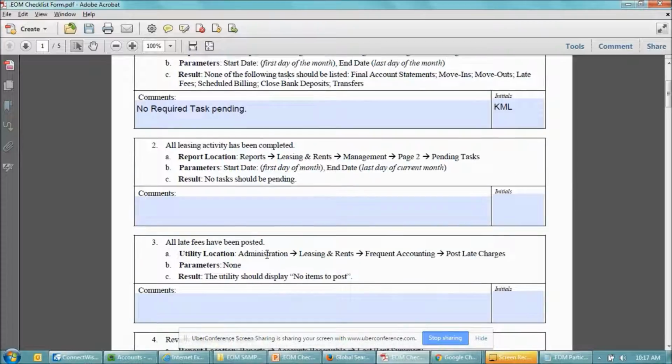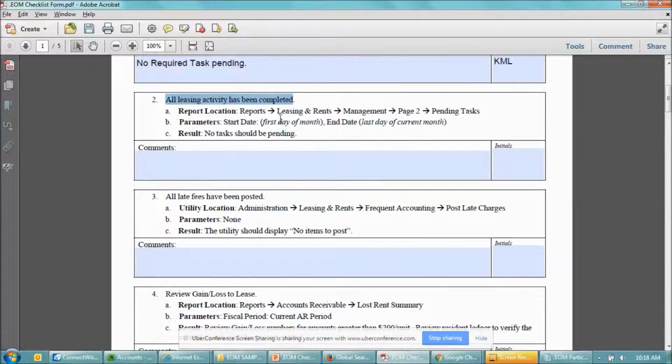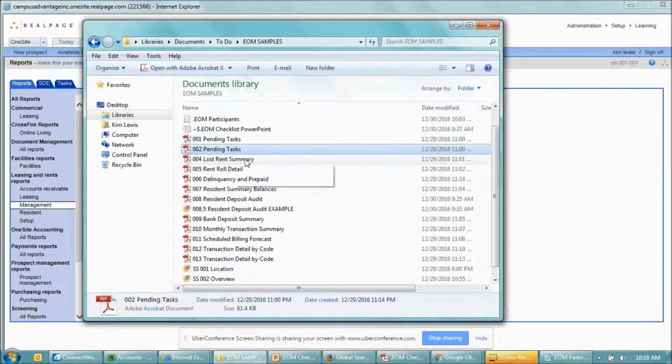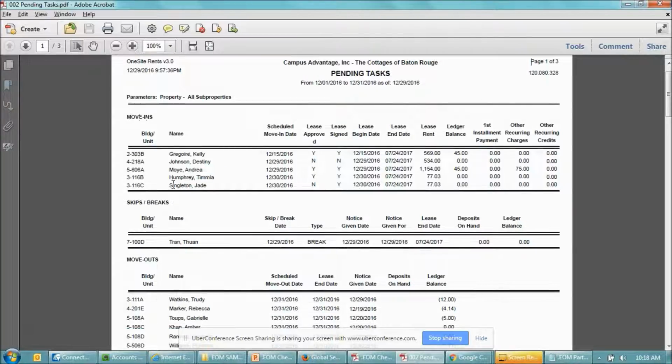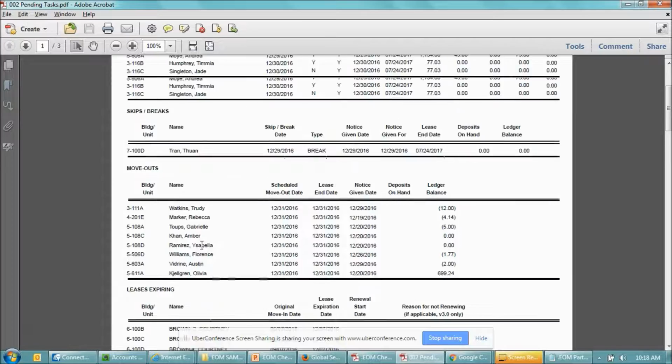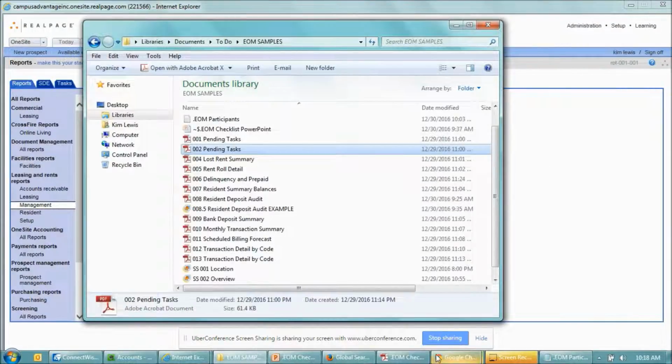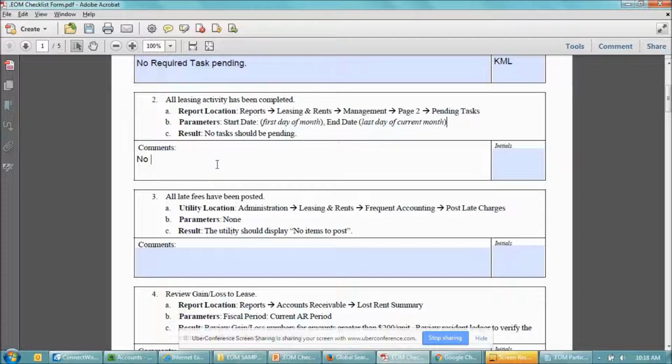And number 2, all leasing activity has been completed. This one comes from the pending tasks report as well. You'll want to review it with the same exact parameters that we used to run the above tasks, and just make sure that there are no pending tasks. So you would take that same report, the pending tasks, and review it for any leasing information, the move-ins, move-outs, and then identify that there were no required tasks. Okay, I feel like that makes sense. All right, so we'll do no required tasks.